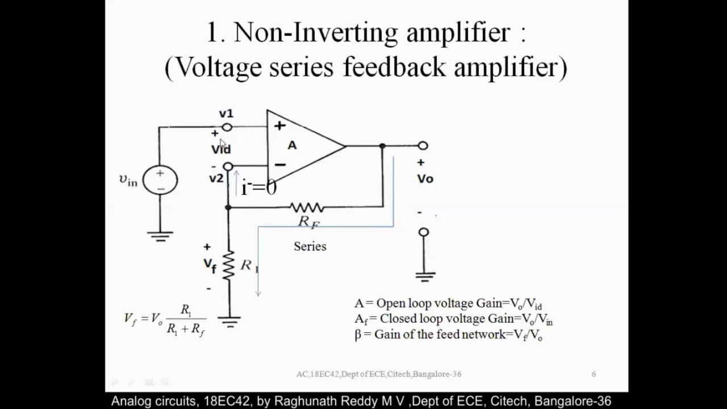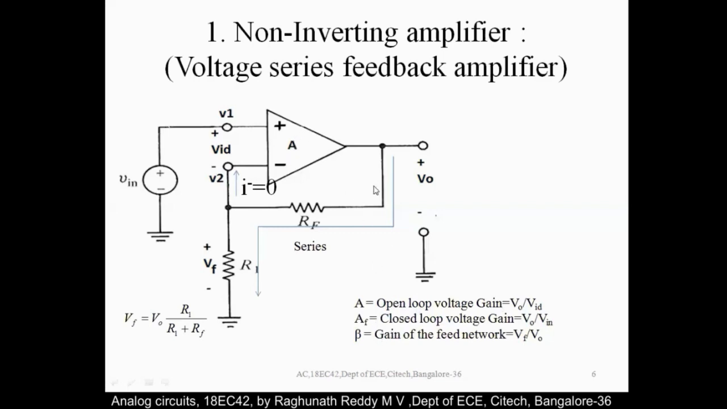Because of the series connection, VID equals V in minus VF. Also, the current entering the inverting input terminal is 0, so the current flowing through RF and R1 will be the same. Those two resistances are connected in series, so VF, the output voltage of the feedback network, equals V0 into R1 divided by R1 plus RF due to the voltage divider rule, where A is the open loop voltage gain, output voltage V0 divided by input differential voltage VID. That is, A is the open loop voltage gain.